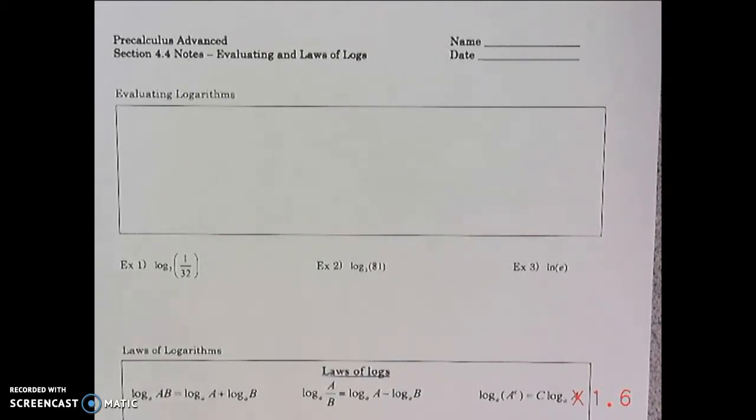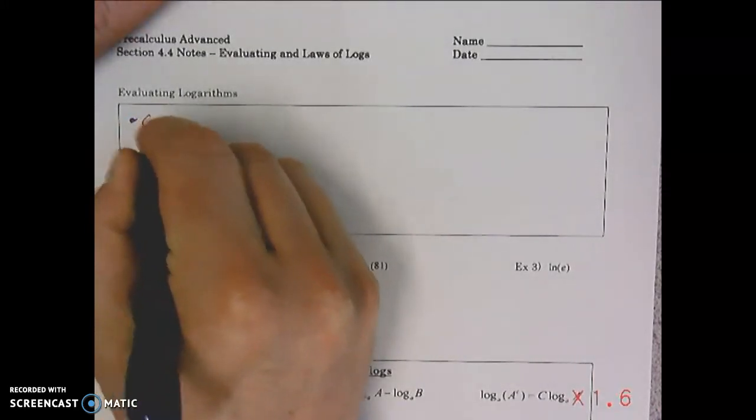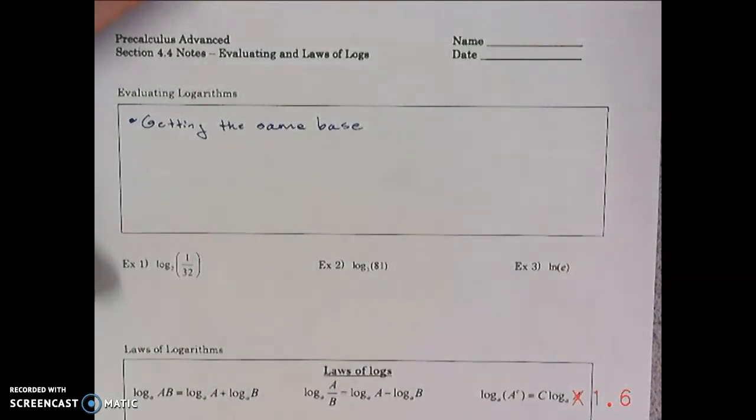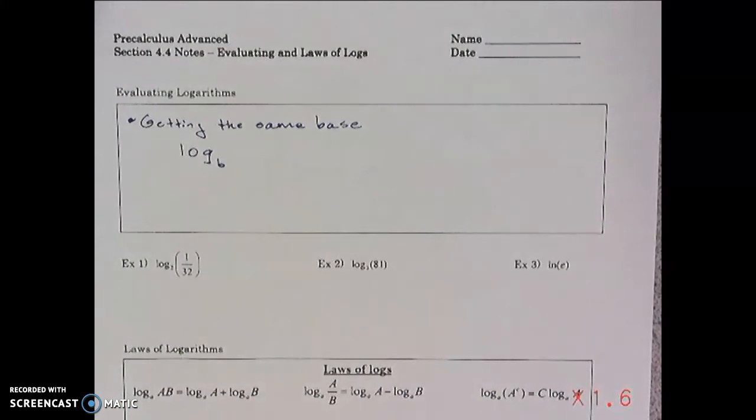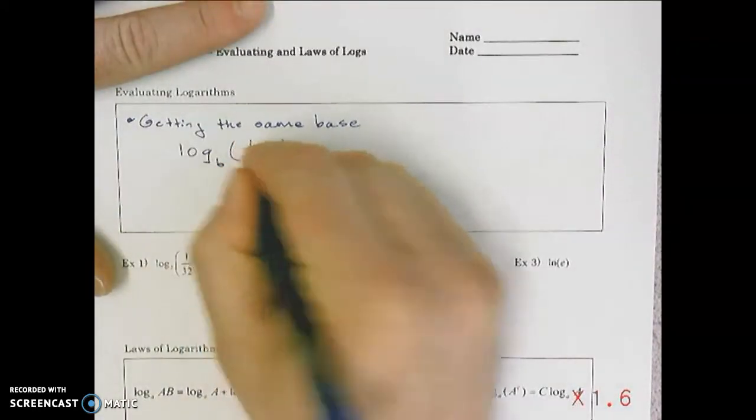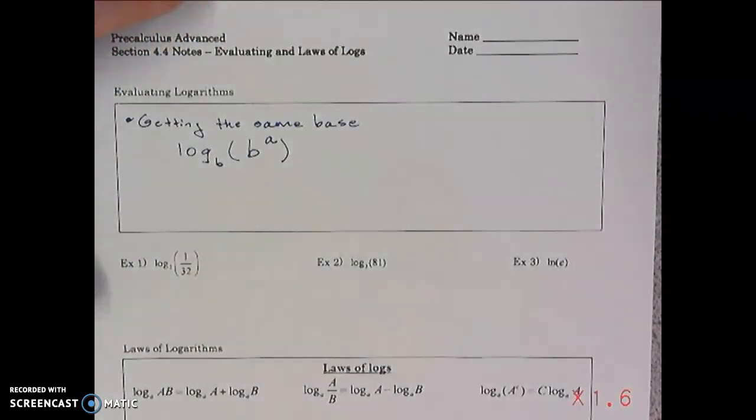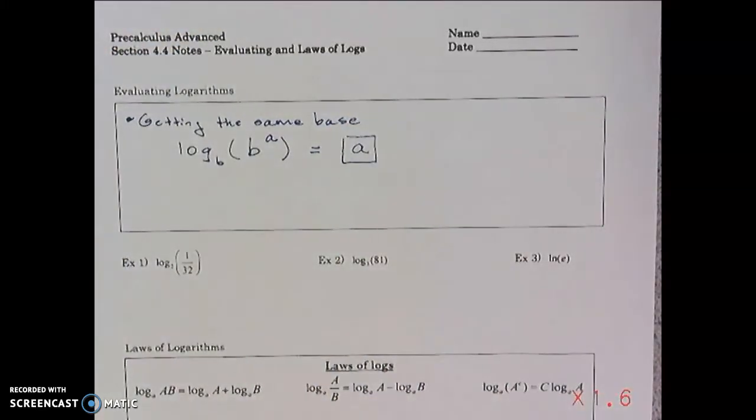Okay, so the first thing we'll do is evaluate logarithms, and really the key to evaluating logarithms is what I'd like to call getting the same base. If we can do that, there is a very simple rule for evaluating the value of a logarithm. So if we have a logarithm with base b, as long as the quantity of the logarithm also has a base of that same number to a specific power, this is equal to that exponent.